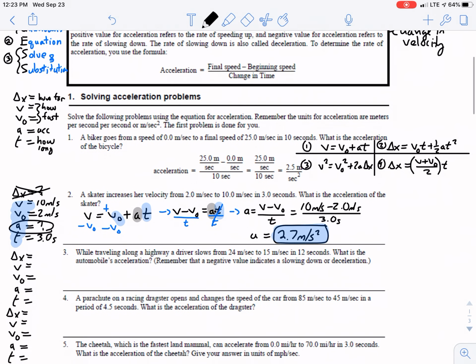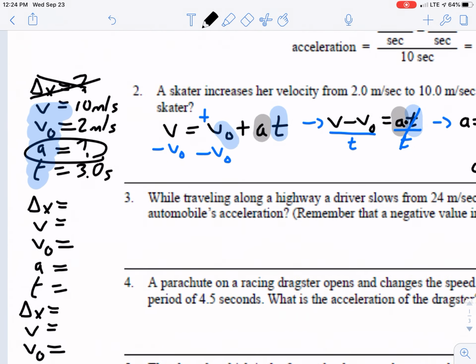In number 3, it says, while traveling along a highway, a driver slows from 24 meters per second in 15 seconds to 15 meters per second in 12 seconds. What is the automobile's acceleration? Well, we're going from 24 to 15.